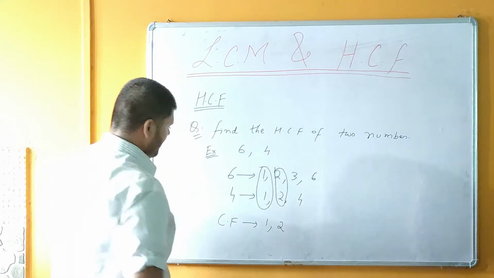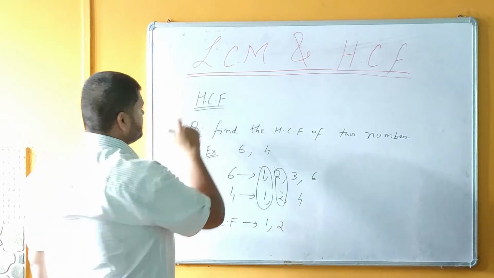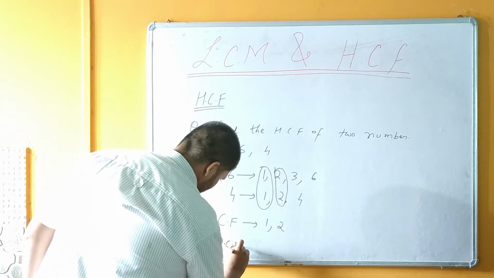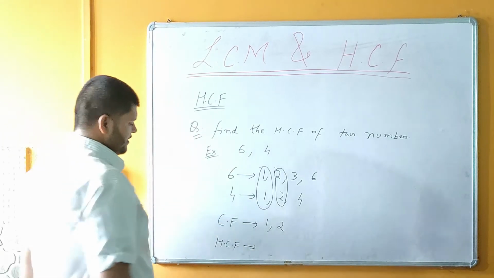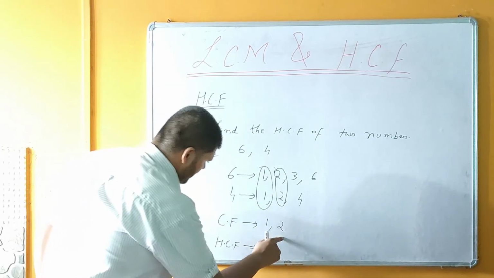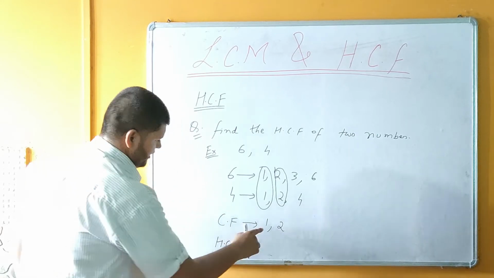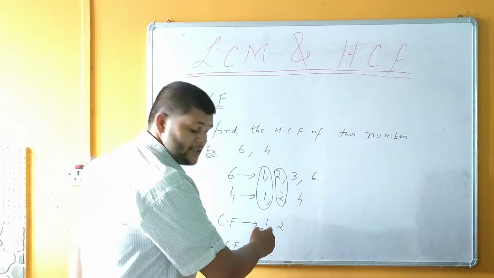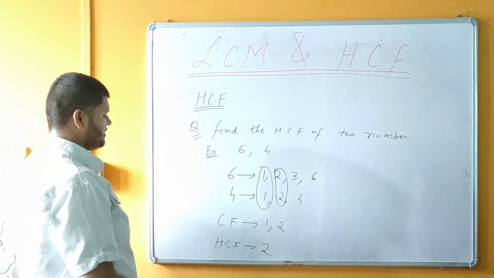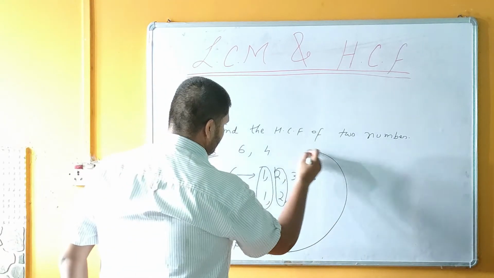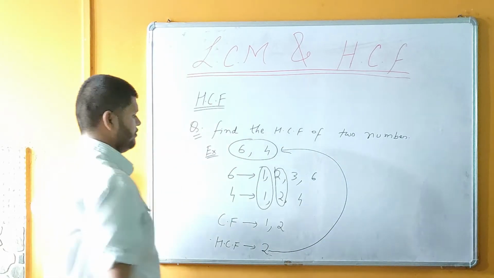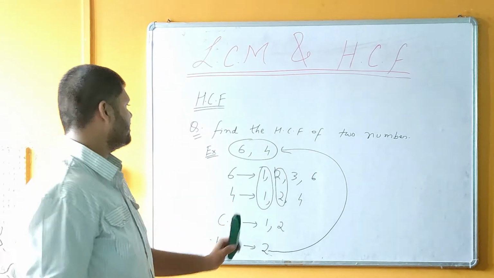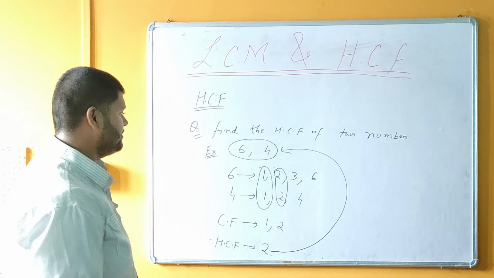So the common factors are found over here, but our job is to find out HCF. So we will write HCF. CF we have already found out. Now we want the highest common factor. So what will be the highest among these 1 and 2? Obviously this 2 will be the highest. So 2 is the highest common factor for this 6 and 4. Okay, I hope you are clear. How can you find the factor between two given numbers? Here 6 and 4 are the two given numbers.